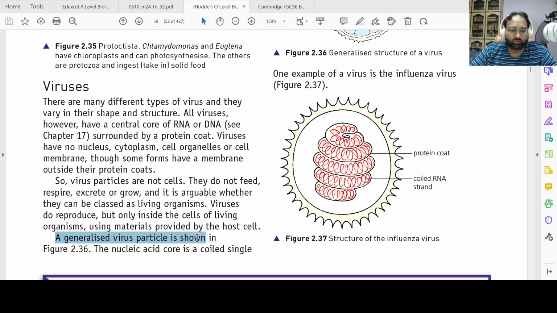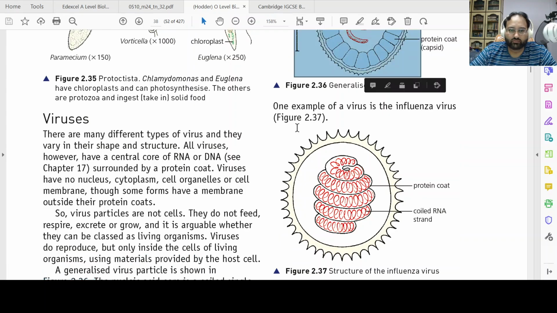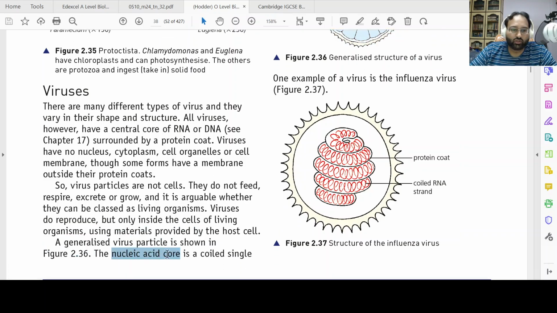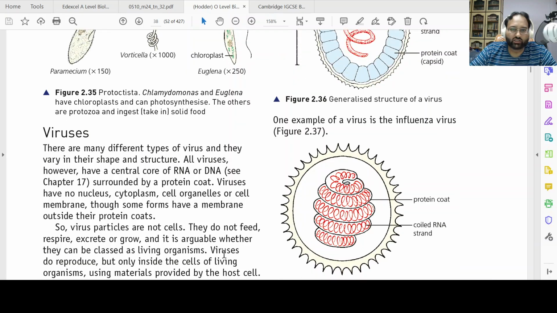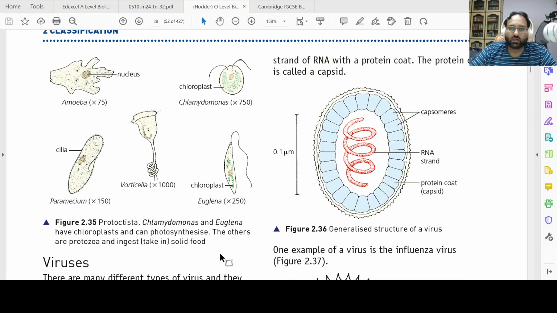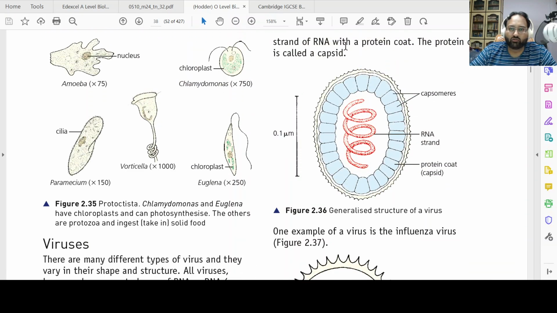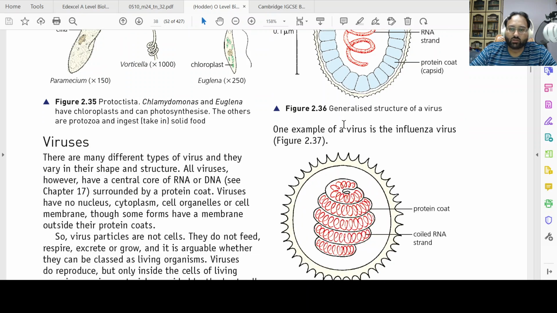A generalized virus particle is shown in figure 2.36. So that's this guy that we saw. The nucleic acid core is a coiled single strand of RNA with a protein coat. The protein coat is called a capsid, right?